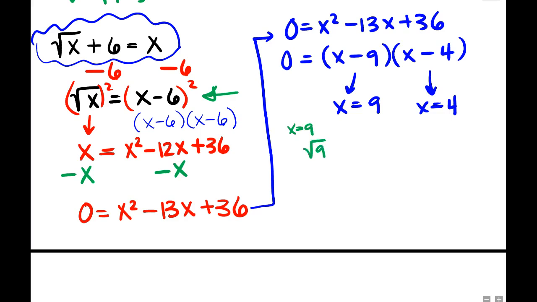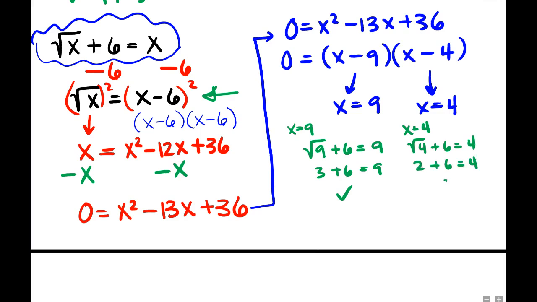The square root of 9 plus 6 is equal to 9. 3 plus 6 is equal to 9. Perfect. That makes sense. Now x is equal to 4. Well, the square root of 4 plus 6 is equal to 4. 2 plus 6 is equal to 4? That doesn't work. So this is not a solution, but the 9 is.